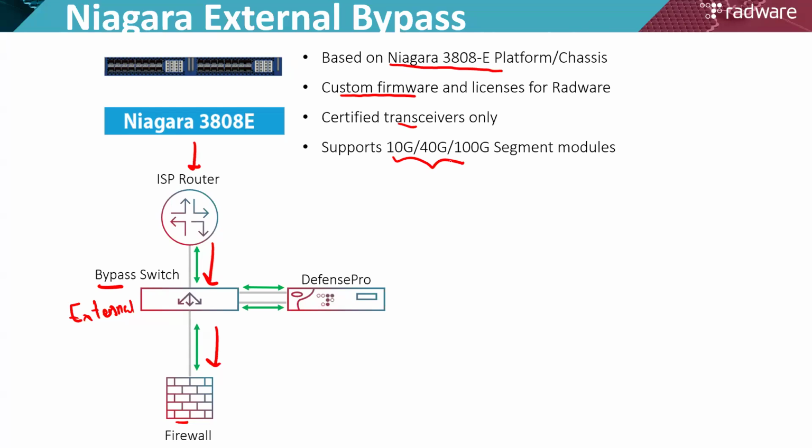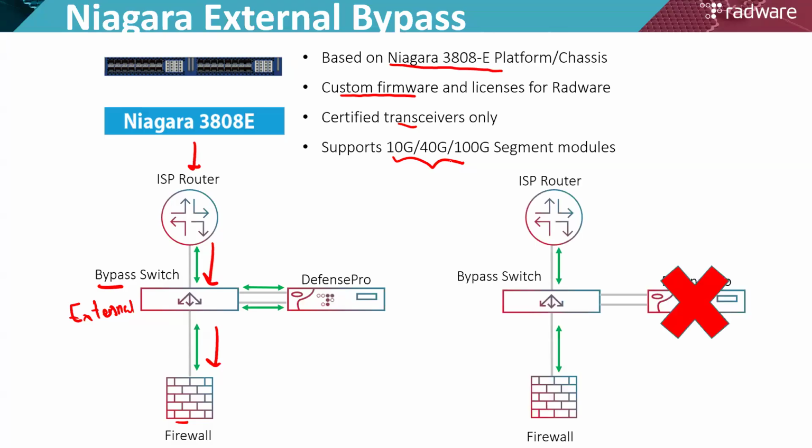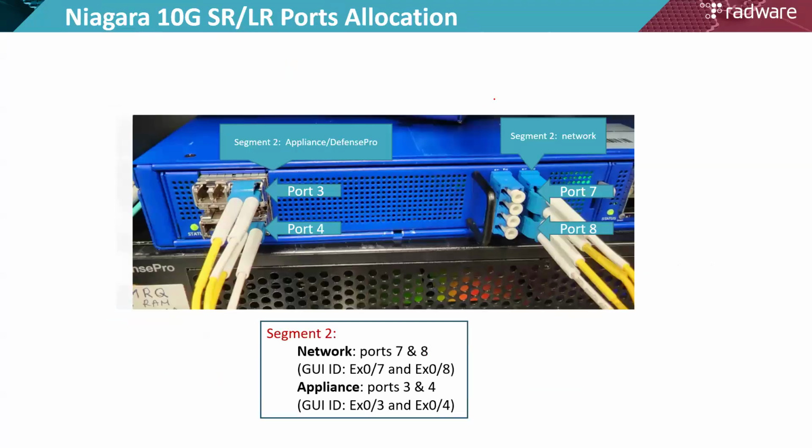Defense Pro X10, X20 have internal bypass. The other models, X40, X80, and the 200, 400, 800 would require an external bypass. So if the Defense Pro is down, the traffic flow would be like this. I'll just explain with this as well.